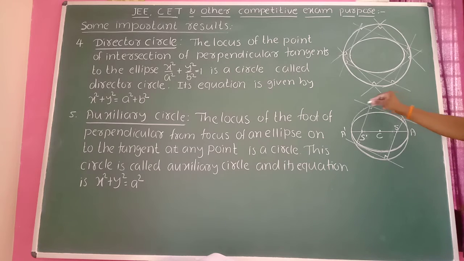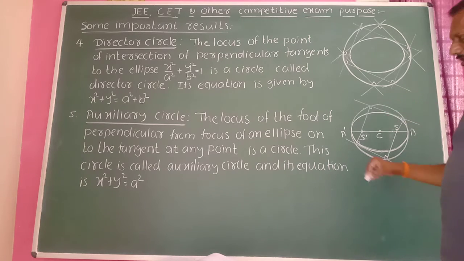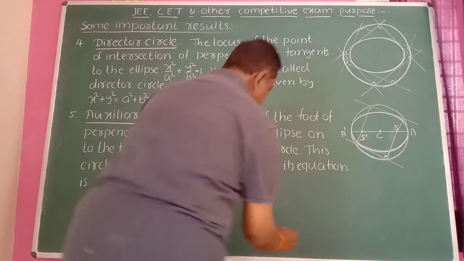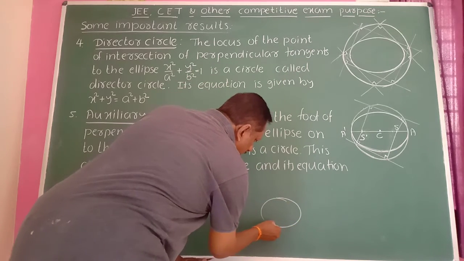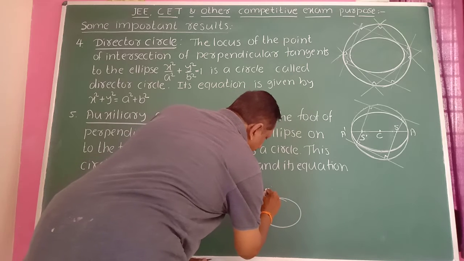Therefore, there are so many tangents you can draw here. So just observe here. If this is the ellipse, then this is a tangent here.